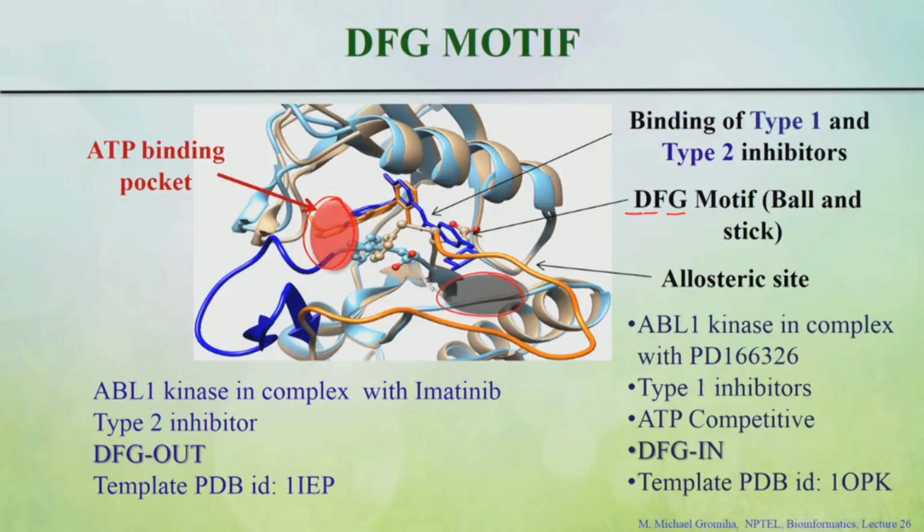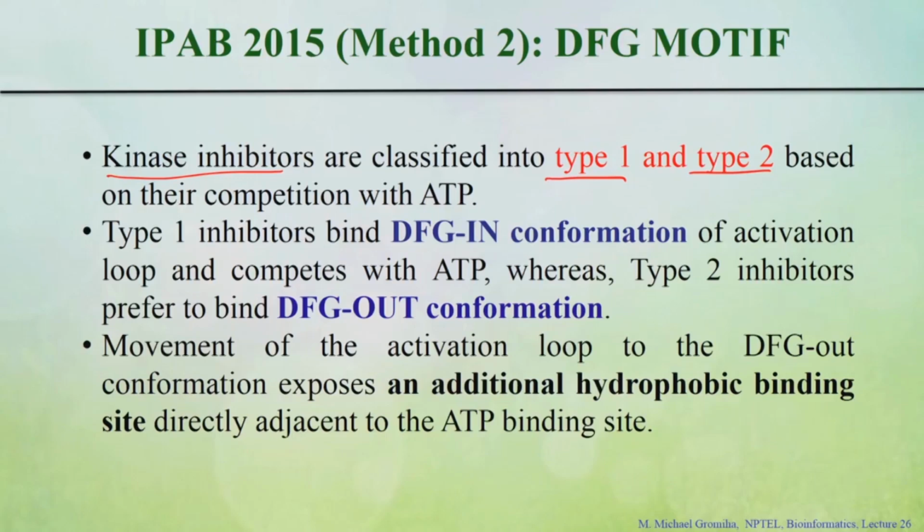So, this protein has two different types of motifs, right, one is the DFG in conformation, in this case type 1 inhibitors bind with the in conformation and type 2 inhibitors bind with the DFG out conformation. This information you can obtain from the literature, right, and the movement of the activation loop to this out conformation also exposes an additional hydrophobic binding site, right, directly adjacent to the ATP binding site. There is another hydrophobic binding site adjacent to the ATP binding site.